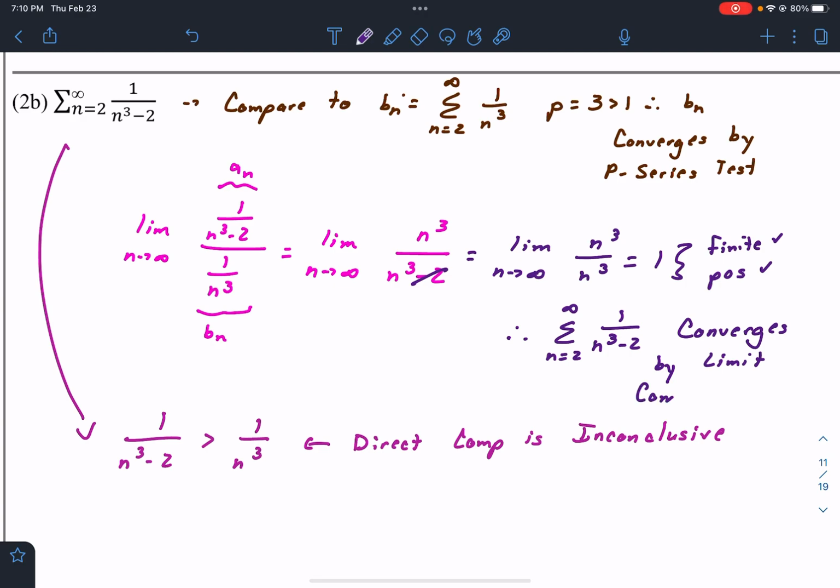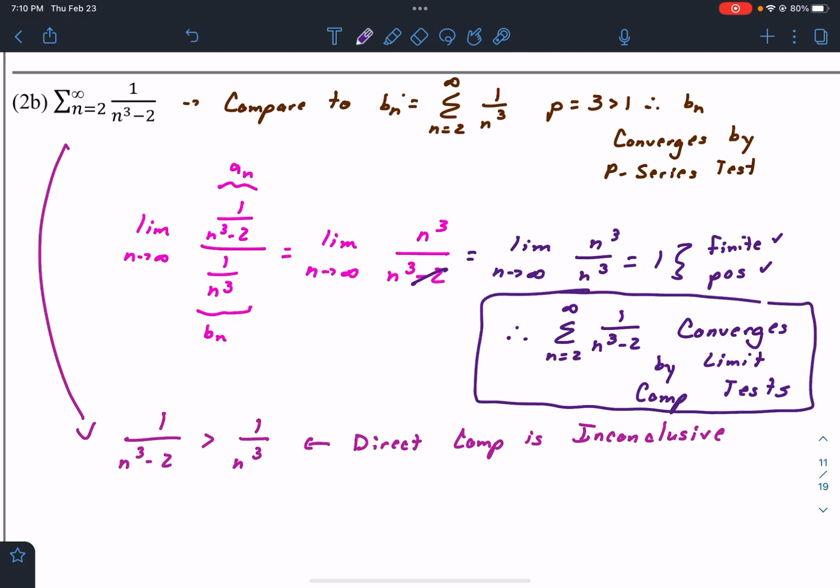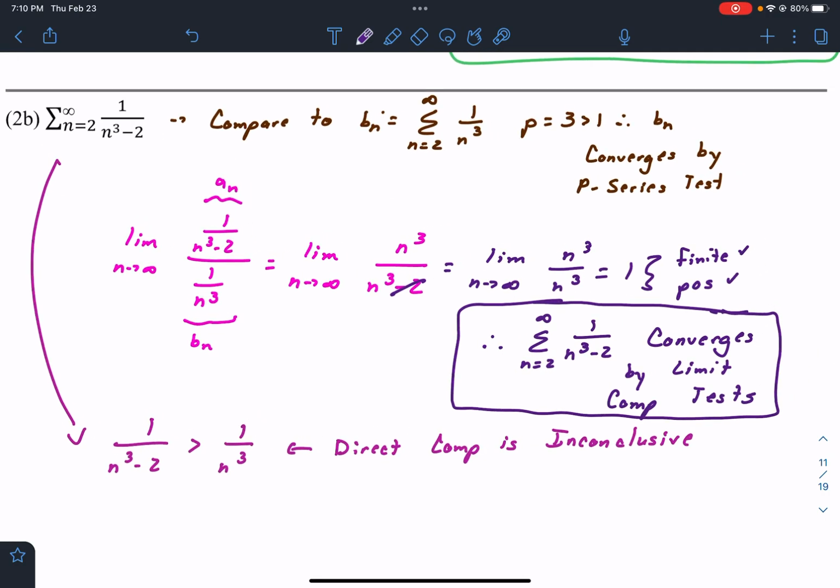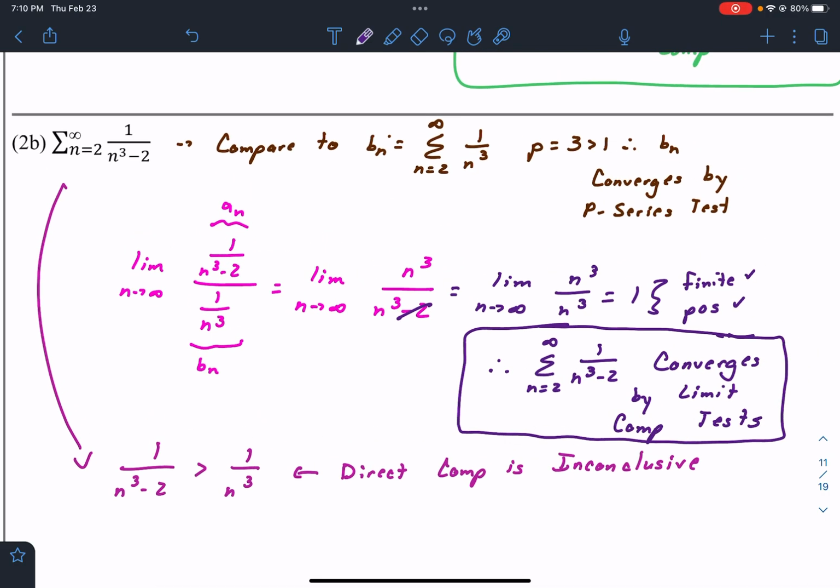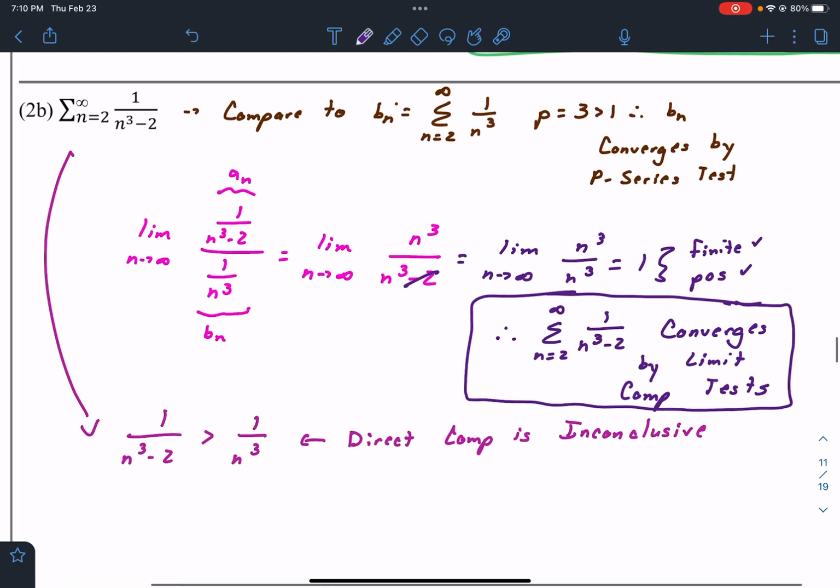comparison test. The comparison tests are really nice. We mostly use them with geometric and p-series comparisons. Limit comparison is a little bit more foolproof, but direct comparison can be a little bit quicker if we can see the greater than, less than.